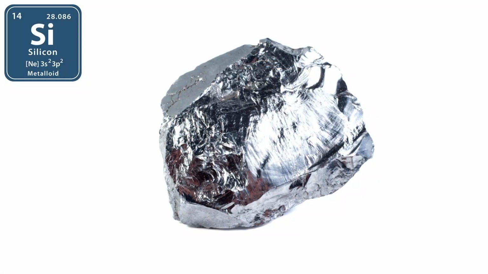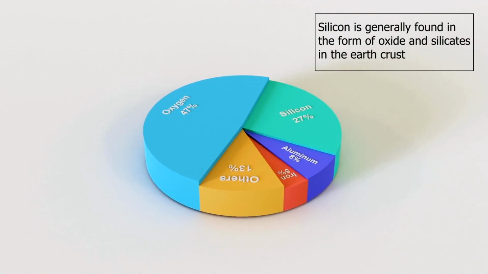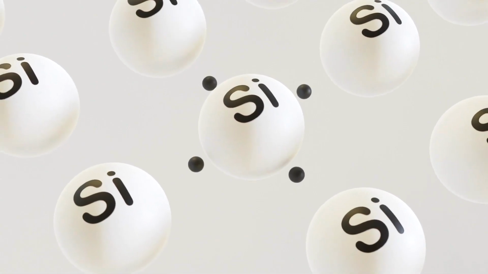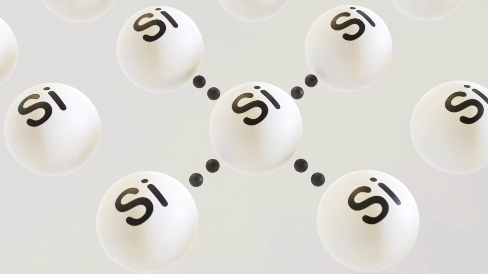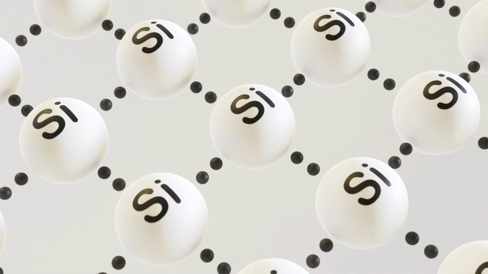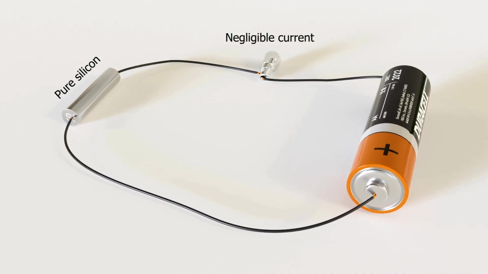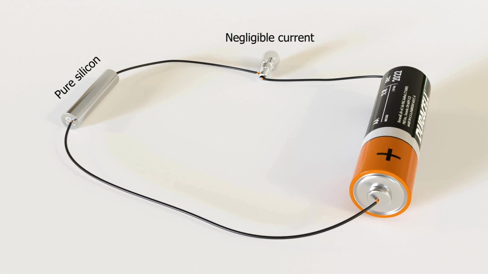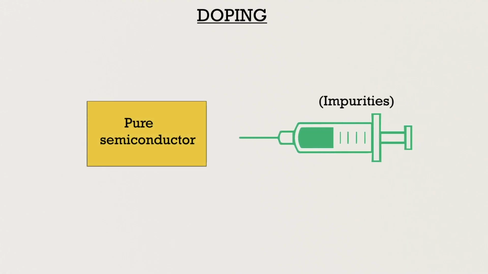Let's understand the conducting behavior of semiconductors with the example of silicon. Silicon is the second most abundant element in the Earth's crust. Each silicon atom has 4 valence electrons. Silicon forms covalent bonds by equal sharing of its valence electrons with 4 neighboring silicon atoms. Due to this, pure silicon does not have free electrons. As a result, pure silicon is a very poor conductor of electricity at normal temperature. Although, the conductivity of semiconductors like silicon can be improved by using a technique known as doping.